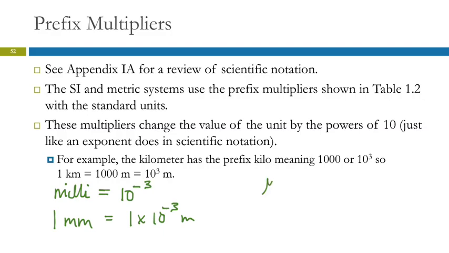The prefix micro. Micro means 10 to the minus 6. So what if instead of meters, I'm using liters? 1 microliter equals 1 times 10 to the minus 6 liters. The prefix symbol is like a nickname for this power of 10.